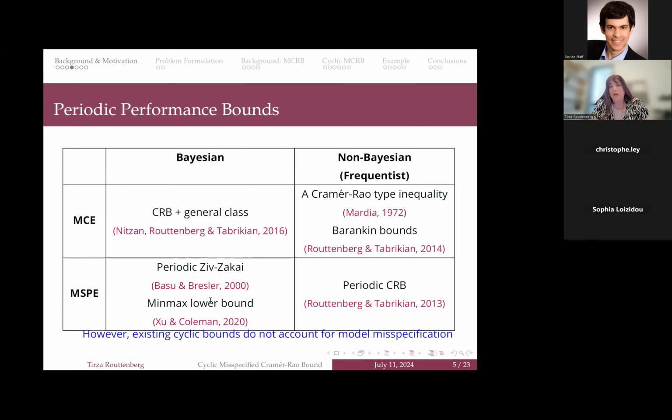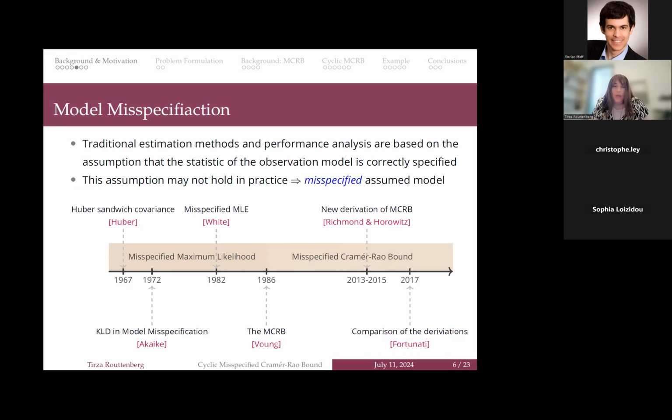But all these bounds are cyclic bounds, periodic bounds, and they belong to the directional statistical literature, but they do not account for model misspecification. So there is no lower bound. In estimation theory, we are sometimes seeking upper bounds, but in this context, we are seeking lower bounds. There is no lower bound that accounts for both the periodicity and the model misspecification.